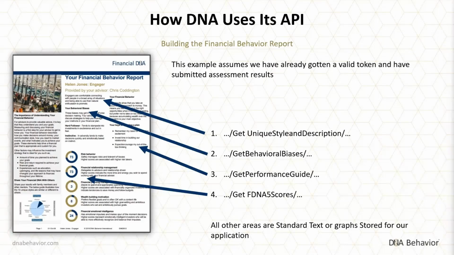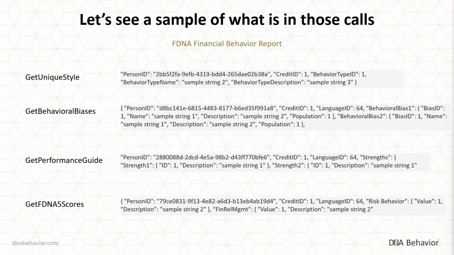All of those other areas are either standard text or graphs that are stored in our application. So that's part of our specific IP. It's really important to remember that you're not trying to rebuild our reports. You are building something unique on your own. And so this is really just to show you an example of how we're using the API to populate this particular one-page report. Let's look at that a little closer.